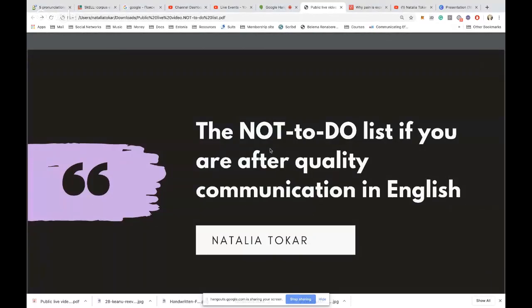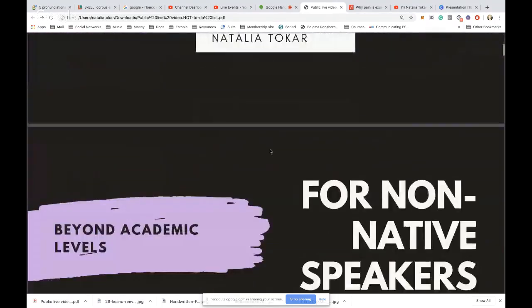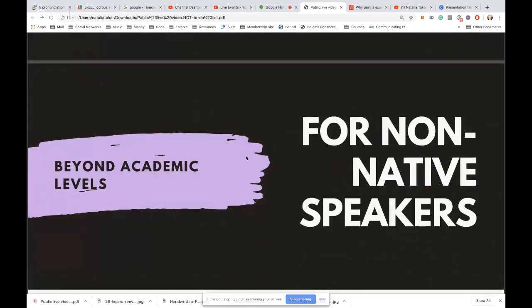The not to-do list if you're after quality communication in English. And I chose this title for a reason, and I'm going to show you why in a second. The not to-do list, in my opinion, is more effective than a to-do list, because to-do lists are very often very long, and you cannot focus on so many things. So we're going to look at the things you should stop doing. And pay attention to this.